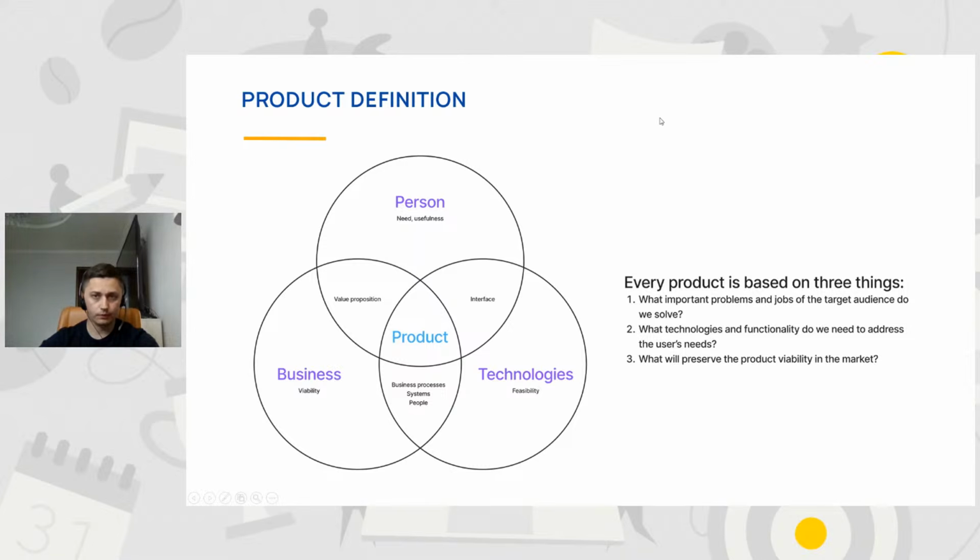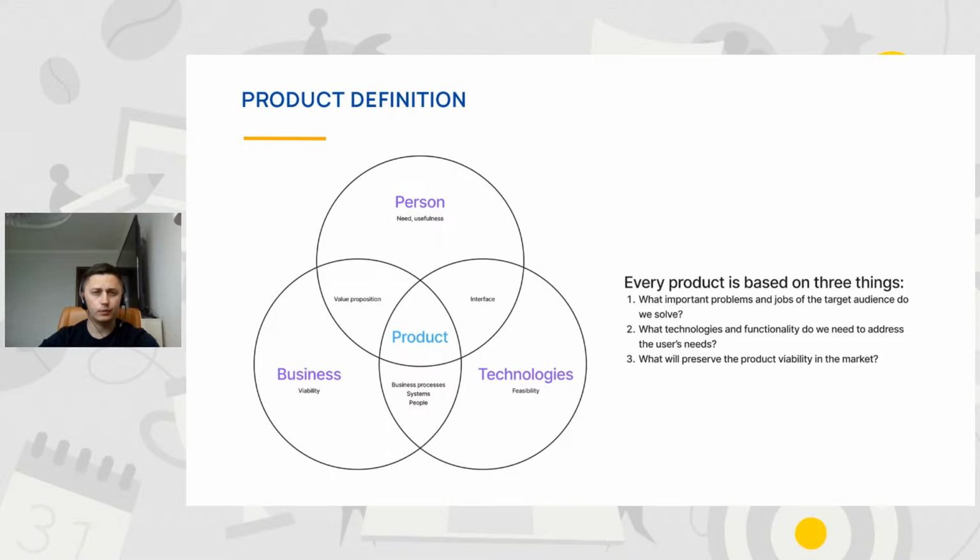When you start a new product, you need to answer three simple questions. What important problems and jobs of the target audience do we solve? If you cannot properly answer this question, it means that it's a bit early for you to start working on this product because you do not fully understand what problems you will be addressing. And in this case, it's very good to perform some market and user research before diving into the product development.